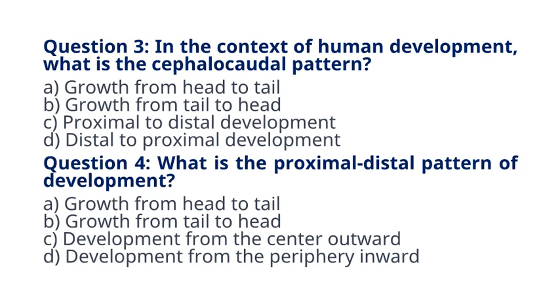caudal region. Question 4. What is the proximal distal pattern of development? A. Growth from head to tail. B. Growth from tail to head. C. Development from the center outward. D. Development from the periphery inward. The correct answer to question 4 is option C. Development from the center outward. Explanation: the proximal distal pattern involves development from the center of the body outward to the extremities.